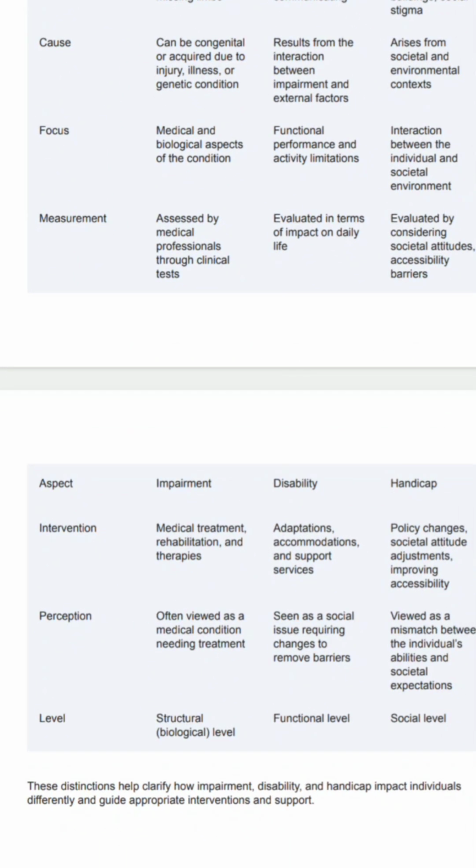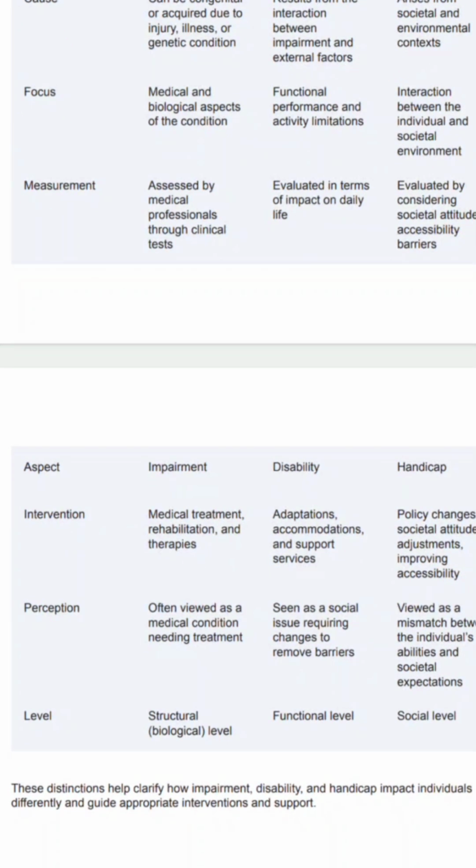Interventions of impairment: medical treatment, rehabilitation, and therapies. Interventions of disability: adaptations, accommodations, and support services. Interventions of handicap: policy changes, societal attitude adjustment, improving accessibility. Perception when it comes to impairment: often viewed as a medical condition needing treatment.